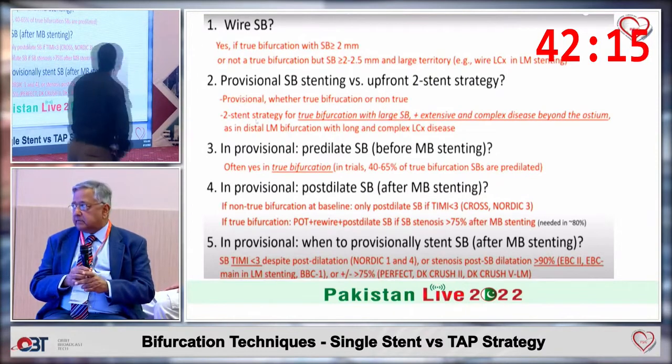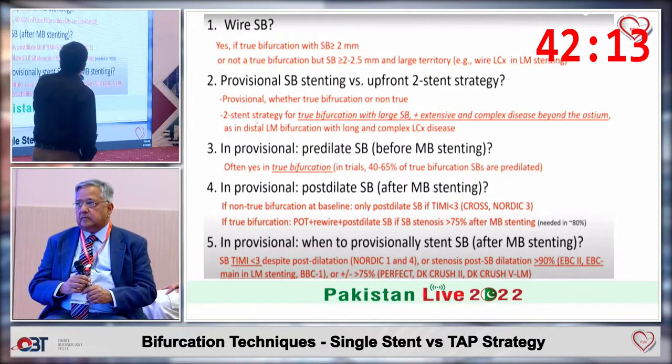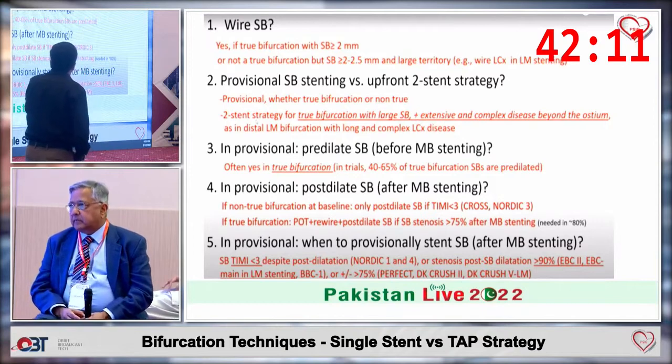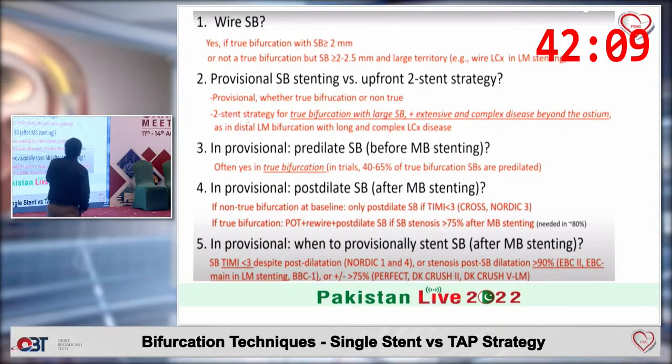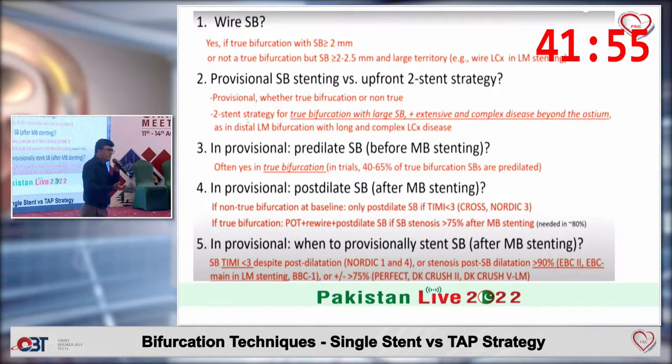So the first question: yes, if it is a true bifurcation with a side branch more than 2 millimeters, yes. If it is not a true bifurcation but the side branch is still more than 2 to 2.5, always. My thinking is that we should always keep the side branch patent by putting a wire in it. It doesn't need to cost you much. Take another wire, maybe a BMW, and just put it in the side branch to improve the patency, as Professor Tanvir said. And secondly, it always acts as a marker later on if you need to recross.